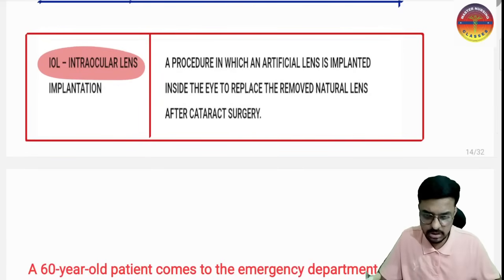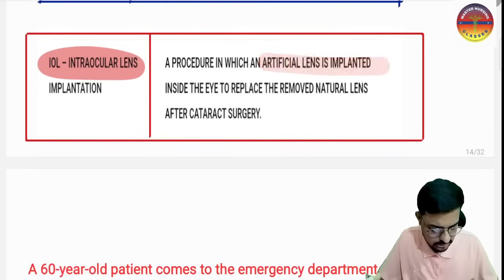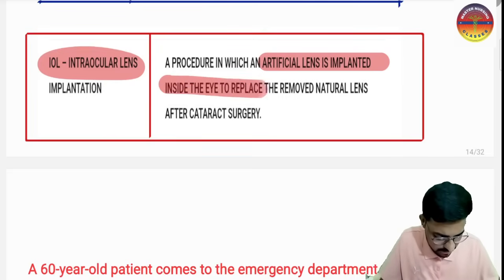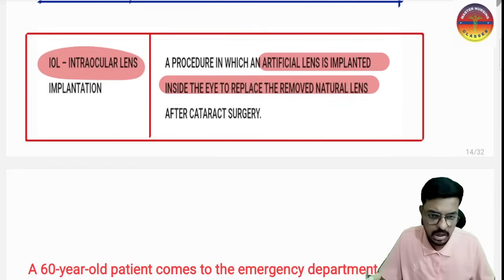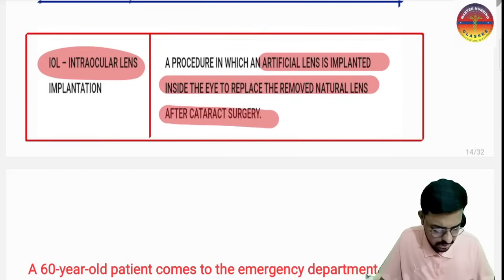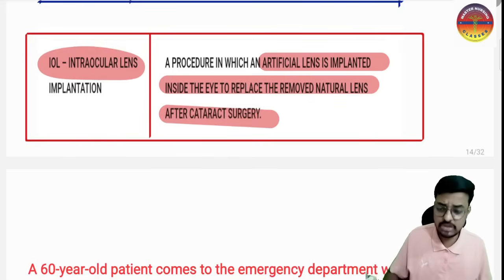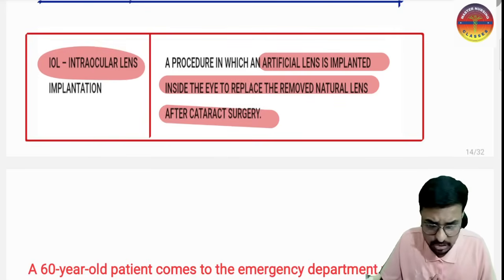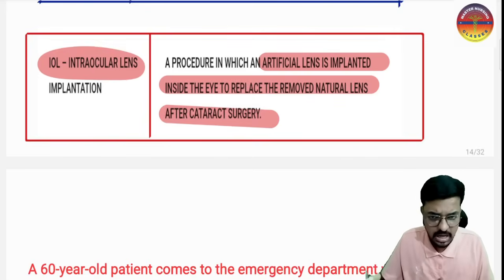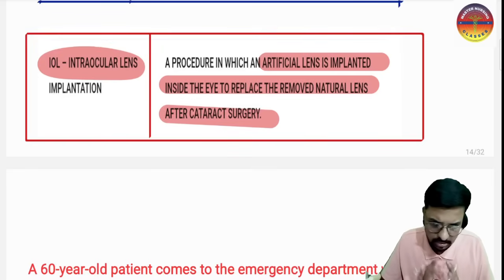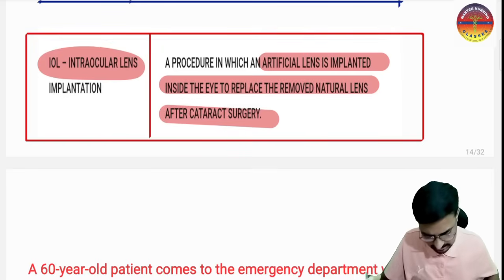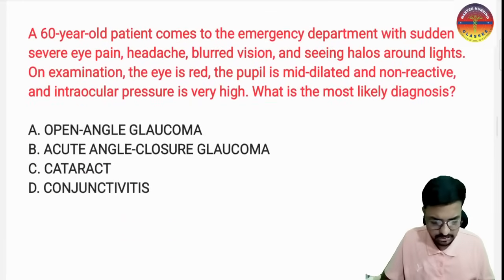This is the procedure in which an artificial lens is implanted inside the eye to replace the removed natural lens after cataract surgery. The natural lens became opaque, so we did the cataract surgery and replaced it with a new one. That is intraocular lens implantation. And here it comes to the next question.